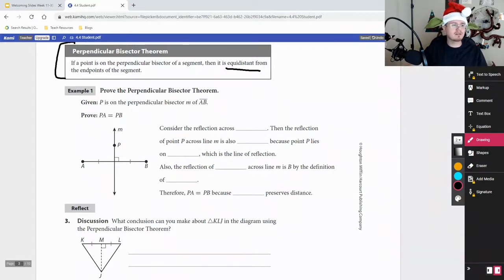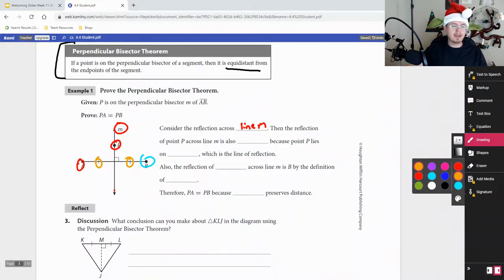Well, consider the reflection, let me change my color, across line M. Then the reflection of point P across line M is also P, because P lies on line M, though too many words. So if you reflect this across this line M right here, it's not going to go anywhere. It's going to end up right there. It's not moving. Also, the reflection of point A across line M would end up being point B, right? Do you see these little tick marks? These show you that they're equidistant here. So if you reflected A across line M, you'd end up over there where point B is.